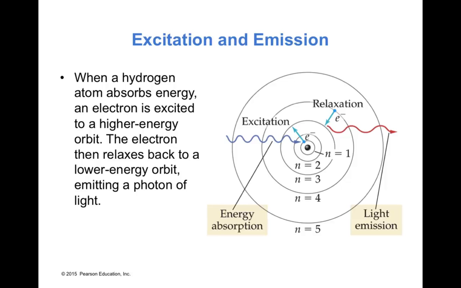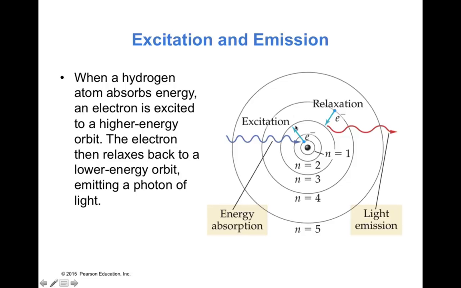When a hydrogen atom absorbs energy, an electron is excited to a higher energy orbit. So here we have the energy absorption. This is the light that will excite this electron. And because it has a lot of energy now, it will jump to another orbit.